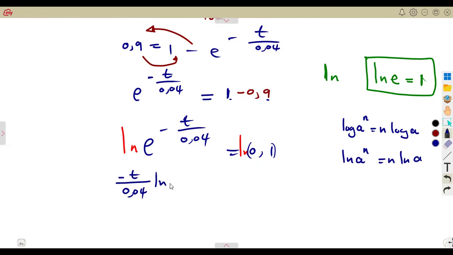Ln e, ln a, log, whatever you have. But remembering that we are working with ln e, which is equal to 1, there's no need for me to write that ln e. Understanding that mathematically, there's no need for you to write that step. You just write the ln of 0,1 on the other hand, just like that.